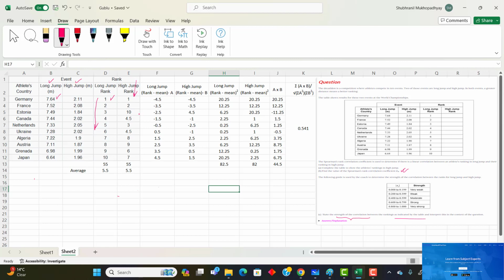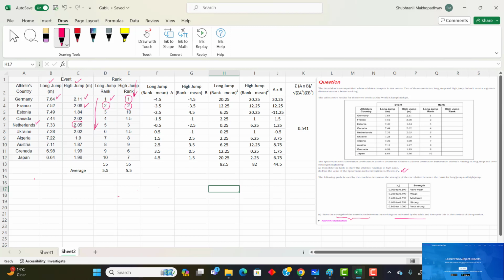We can see from here that Germany performed with a high jump length of 2.11 meters, which is the highest amongst all of them. So Germany is ranked 1 over here. Similarly, France with a performance of 2.08 meters is at the second position. In the third position, you will find Netherlands with a performance of 2.05 meters.